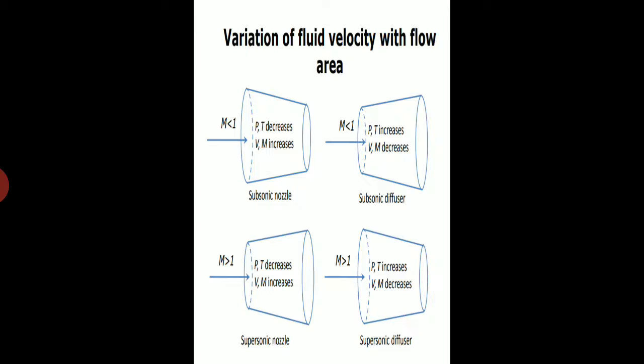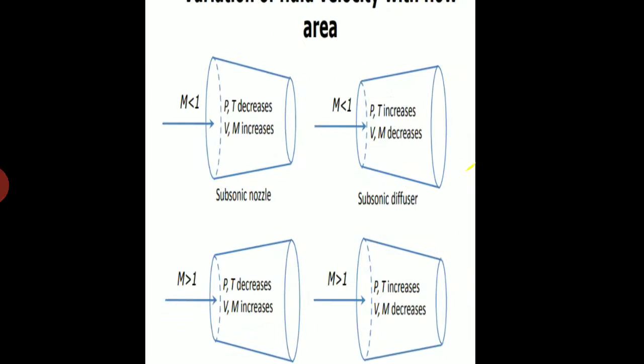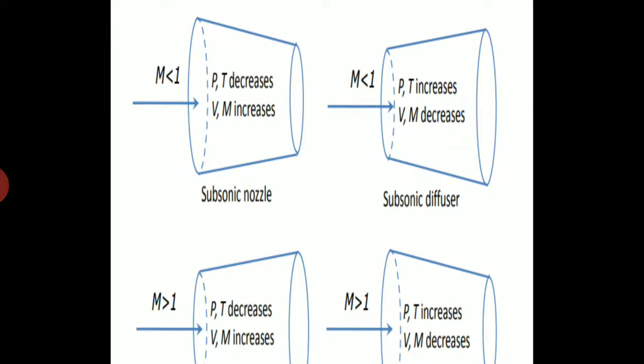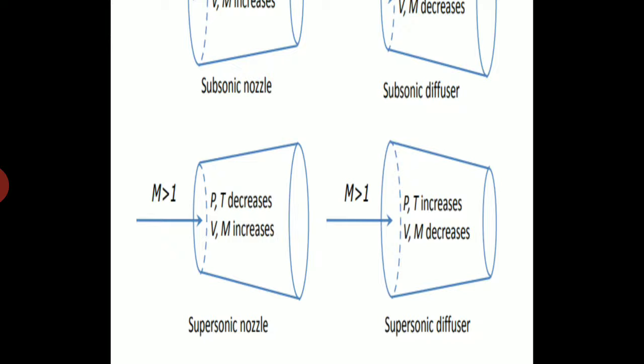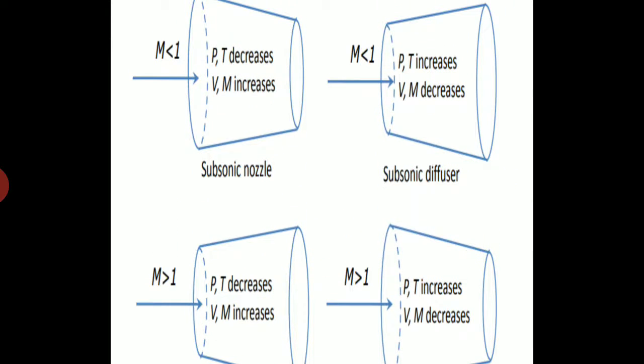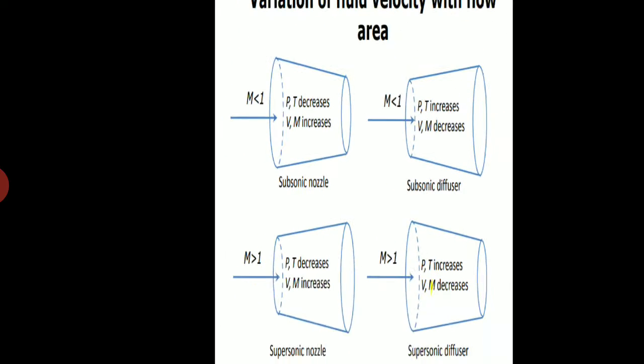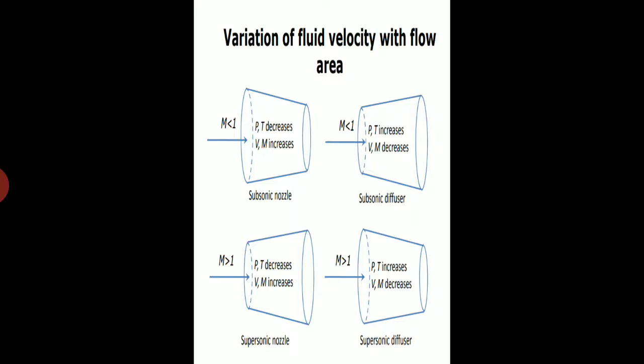Now, the variation of the fluid velocity with flow area. If you see the diagram, the variation of the fluid with area: pressure and temperature decrease, then volume and Mach number increase. That is the mass flow, which increases. So it is called a subsonic nozzle. Then the bottom side is called a supersonic nozzle. Then this is called a diffuser. This is the variation of the fluid with flow area.